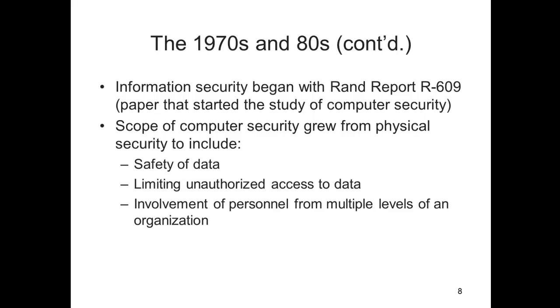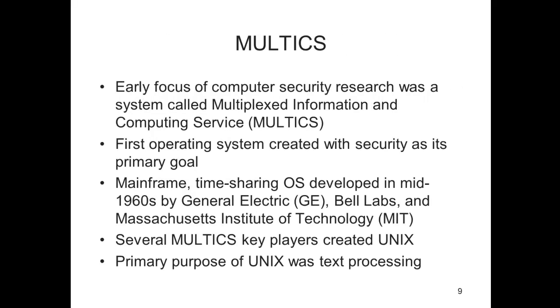If you look at the field of information security, it really began with the RAND report R609, which was sponsored by the Department of Defense, which attempted to define multiple controls and mechanisms necessary for the protection of multi-level computer systems. The scope of computer security grew from physical security to include things like safety of the data itself, limiting random and unauthorized access to data, really the first look at access control, and involvement of personnel from multiple levels of the organization. Basically at this stage, the concept of computer security evolved into the more sophisticated system that we now refer to as information security.